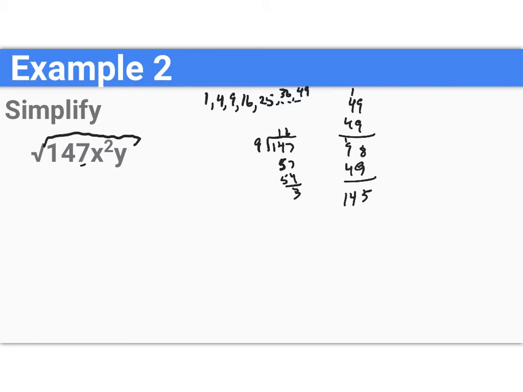Oh, wait, I was supposed to add 49. Why did I add 47? Brain fart. Oh, look at that. 49 times 3. So this breaks down into the square root of 49 times the square root of 3 times the square root of x squared times the square root of y. 49 comes out of 7, x comes out, and then you're left with 3y under the radicand.